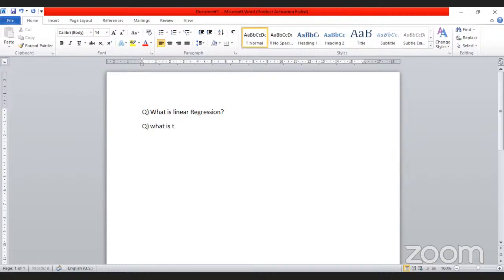So the next question could be, what are the types of linear regression? If we talk about the types of linear regression, you can tell me what the types of linear regression are and how we can differentiate those types.